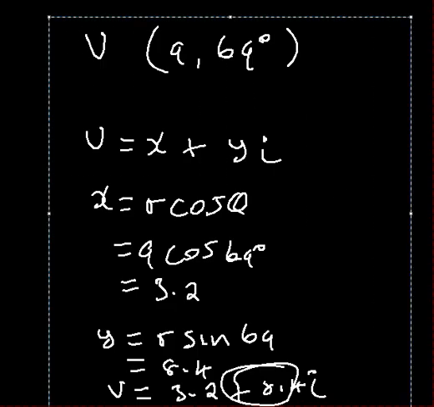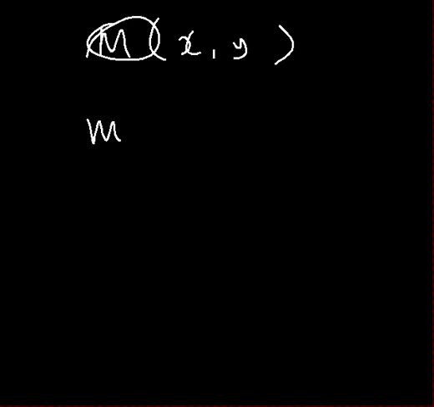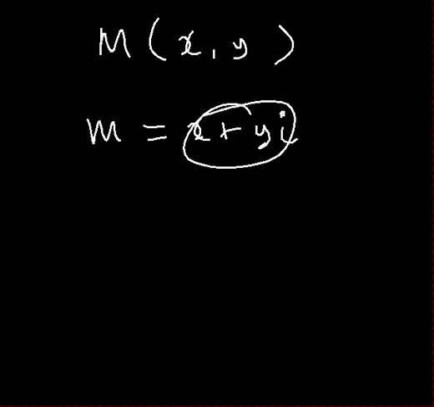So what if we have been given just the rectangular coordinate system? How can you get the complex number for that? Let's say we have a point M, which is given as (x, y), and simply the complex number corresponding to the point M can be given as x plus yi, without the need of going over the way I've recently discussed.